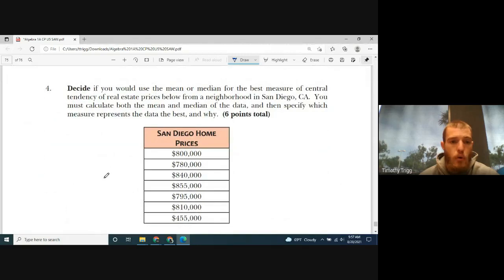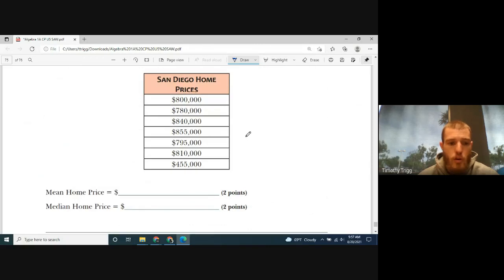Question 4. Decide if you would use the mean or median for the best measure of central tendency for real estate prices below from a neighborhood in San Diego, California. You must calculate both the mean and the median of the data and then specify which measure represents the data the best and why. So let's go ahead and find the mean. Hopefully you should be able to do it on your own. So go ahead and try to see if you can find the mean, and I'm going to do the same right here. Hopefully we can get the same answer.